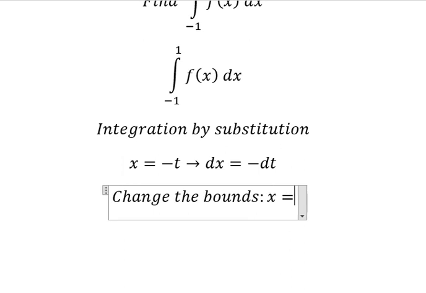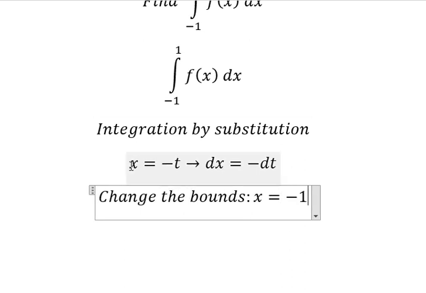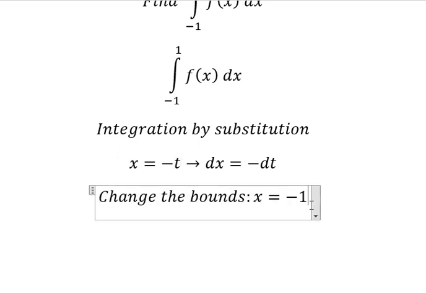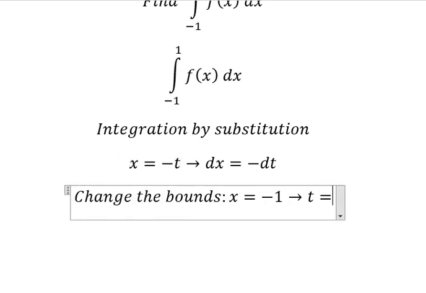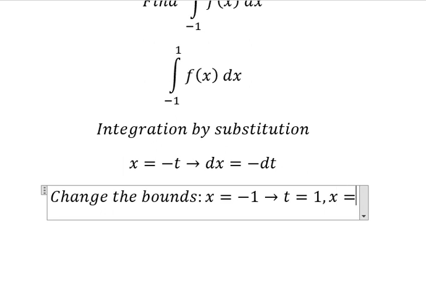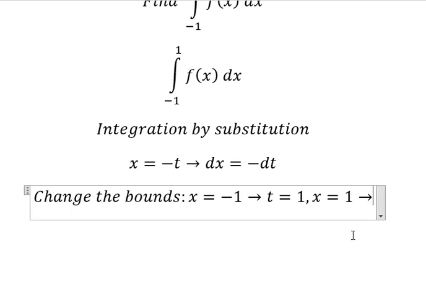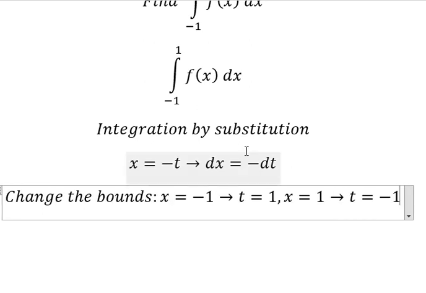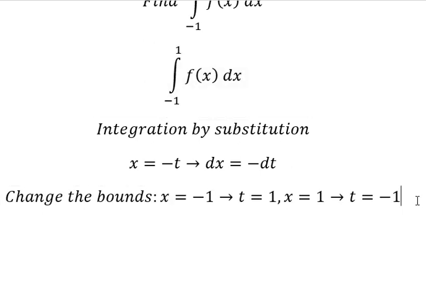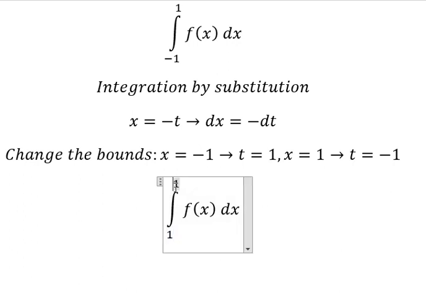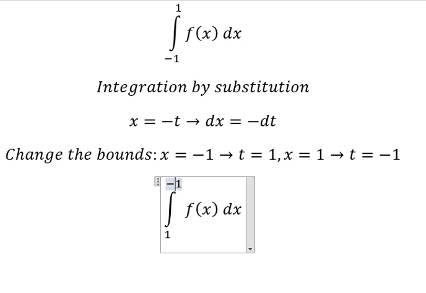When s equals to negative 1, we put negative 1 in here, so we can find the value of t. So t equals to 1. When s equals to 1, we put the value of 1 in here to find the value of t. And t equals to negative 1. So negative 1 we change to positive 1, and 1 we change to negative 1.